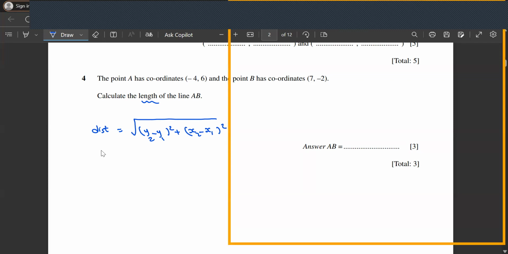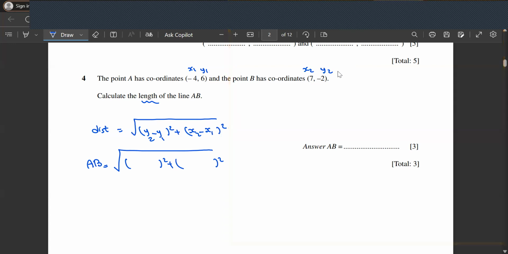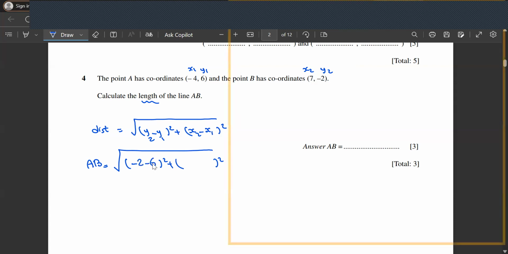Okay, so let's do this. So AB equals two brackets squared. Here is x1, y1. Here is x2, y2. Should I start with the difference of y? Can I start with the difference of x? Yes, you can start with the difference of x as well, no problem. Okay, so it will be what? Negative 2 minus 6, and here 7 minus 4. Okay, and you can do it also on the calculator.